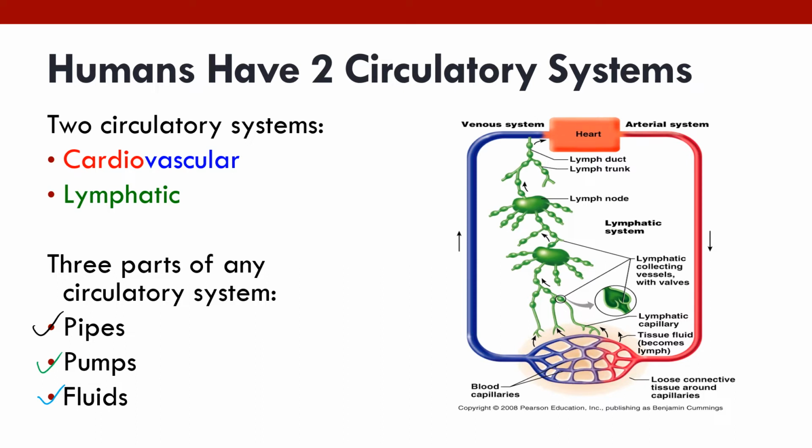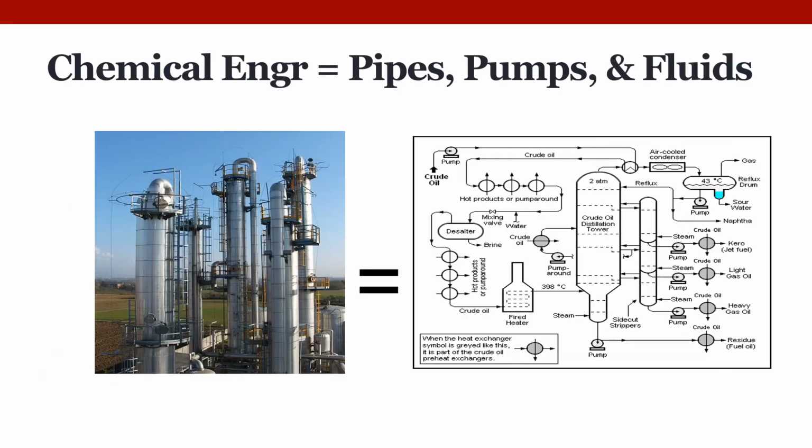There are actually two circulatory systems in your body. The cardiovascular system is what we're going to focus on in this unit. The lymphatic system, which is a sort of secondary circulation, we'll talk about in the next unit. So while we're on the topic of pumps, pipes, and fluids, I just want to bring up the fact that I learned chemical engineering before I learned anatomy and physiology. And in chemical engineering, we do a lot of pumps, pipes, and fluids.